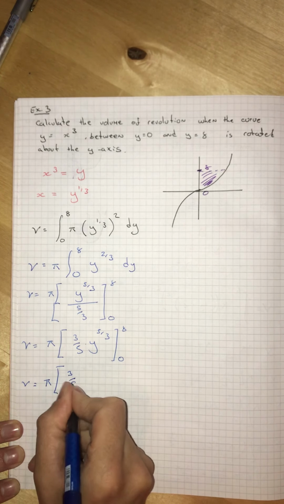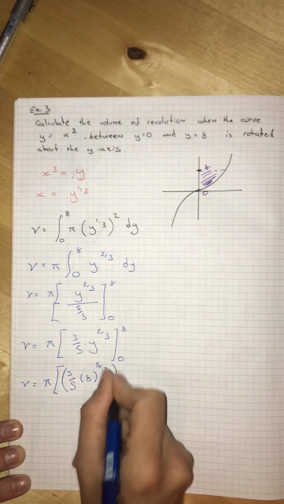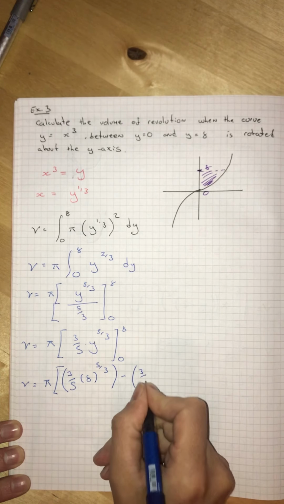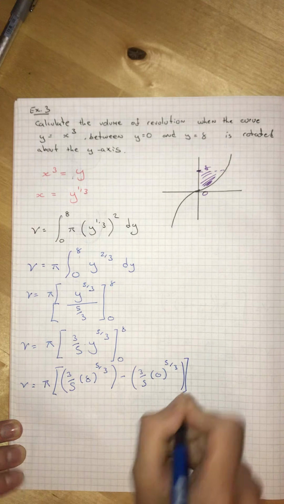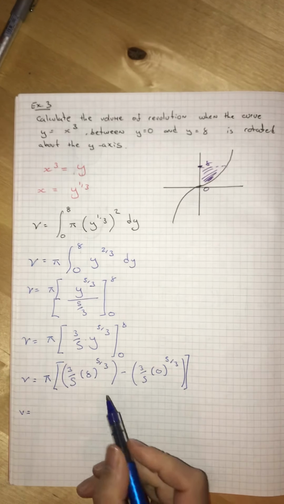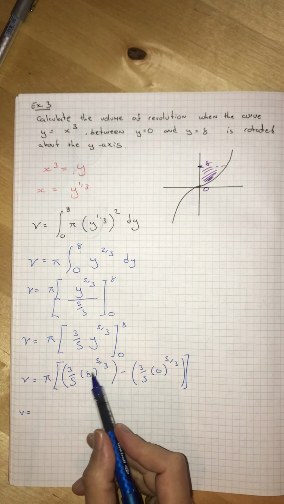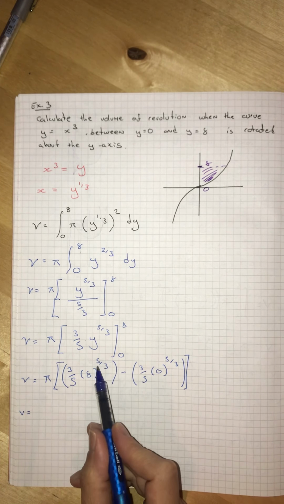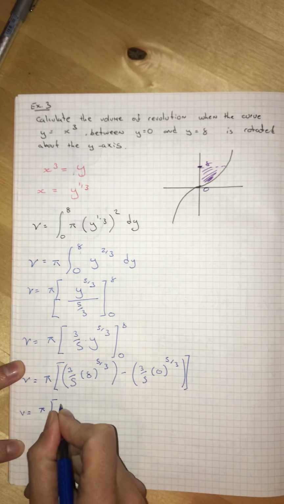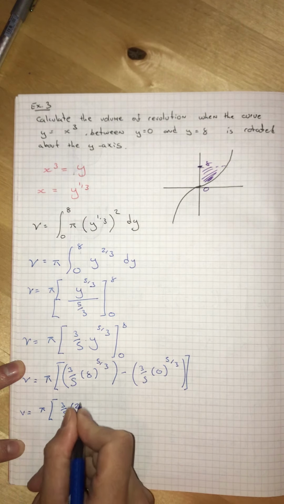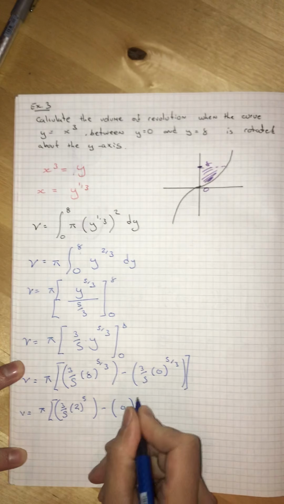So we're going to get 3/5 of 8 to the power of 5/3 minus 3/5 of 0 to the power of 5/3. So how are we going to work this out? Well, that is the cube root of 8 to the power of 5, because it's split up into 8 to the third to the 5. The cube root of 8 is 2, so that really is just 3/5 of 2 to the power of 5 minus 0, because that's all going to cancel out.